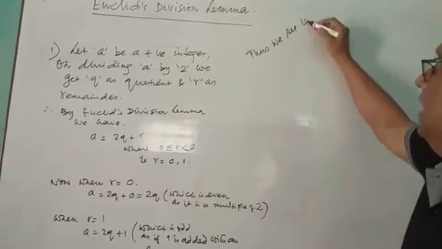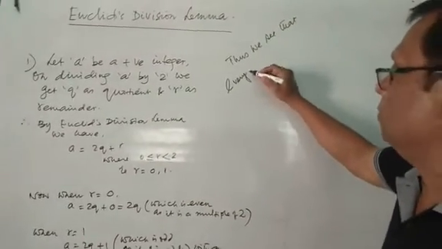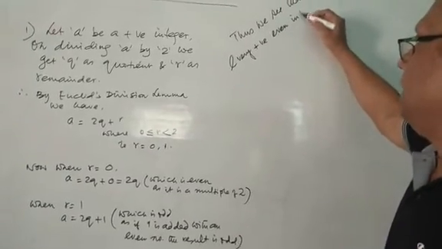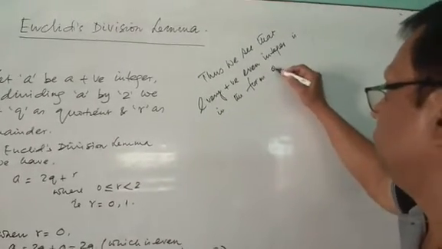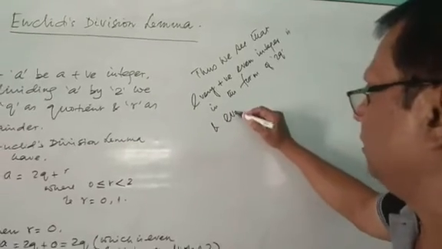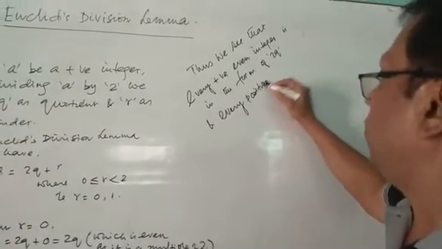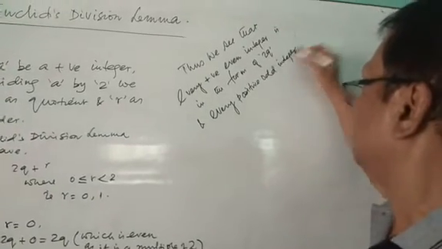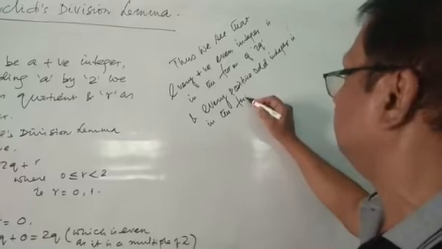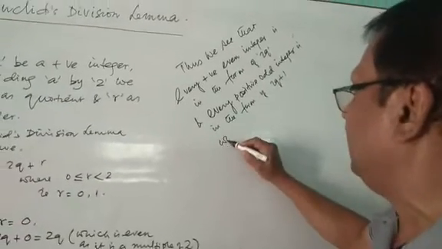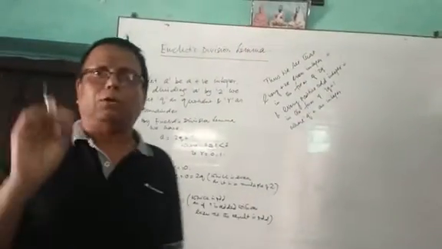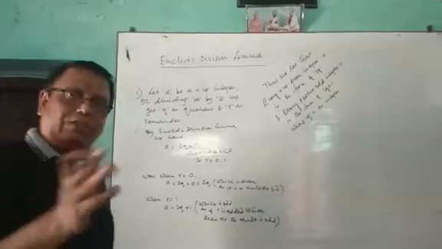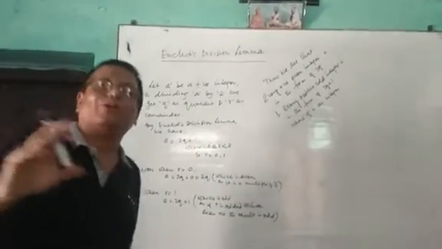Thus we see that every positive even integer is in the form of 2q, and every positive odd integer is in the form of 2q plus 1, where q is an integer. So this is the thing. How will we prove that 2q plus 1 is an odd positive integer, and 2q is an even positive integer?